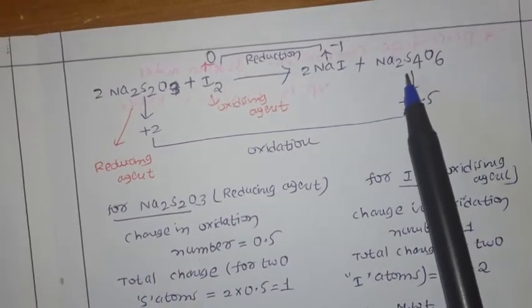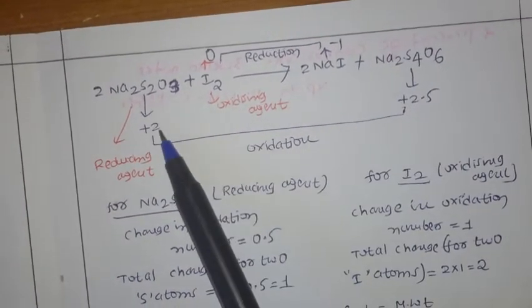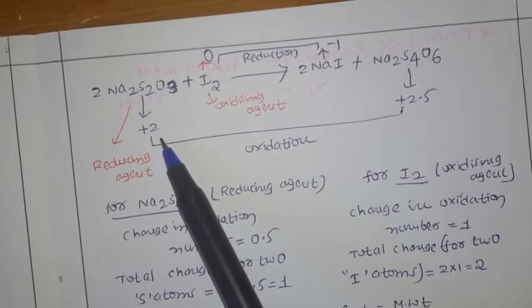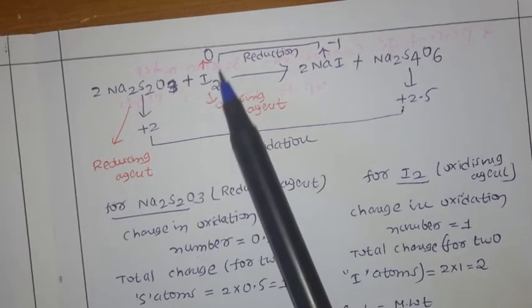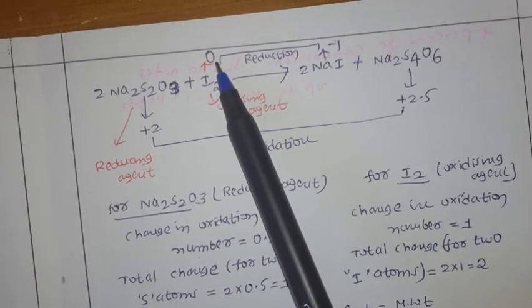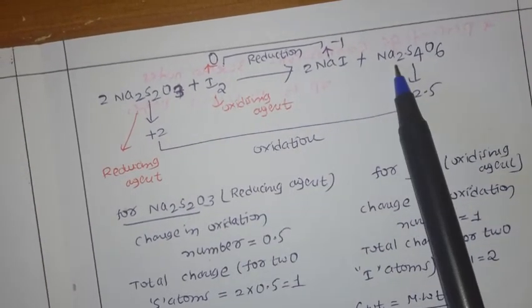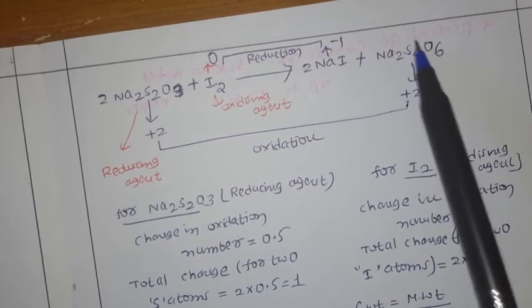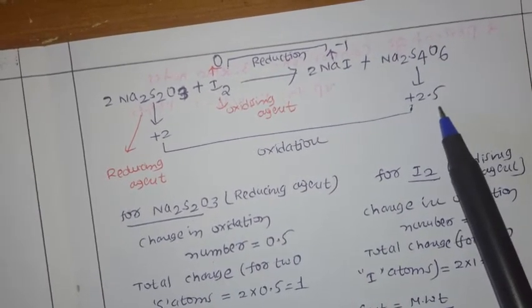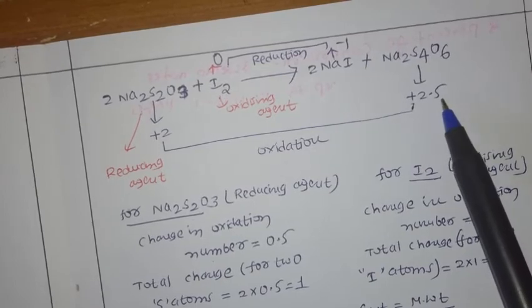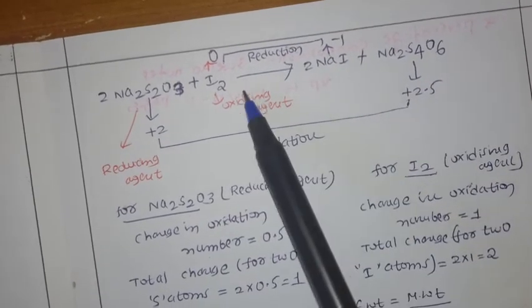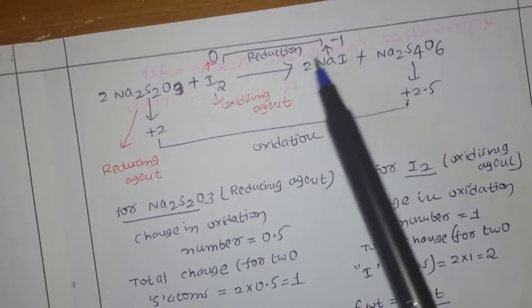Now here we have another equation; this is the reaction. In this reaction, if you calculate the oxidation state of sulfur, how much? We have +2. Here iodine is 0. Why? Because in the elemental state the oxidation number is 0. After that, if you see the product, sulfur gets the oxidation number 2.5. 2.5 means we are getting a fraction, so it is the average oxidation number.